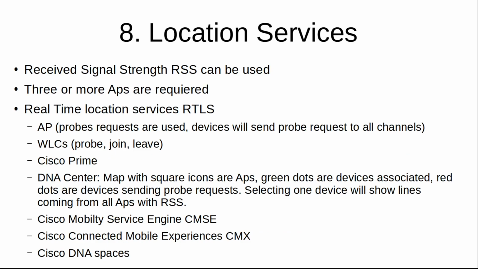Cisco offers location services, where it will provide you with the location of devices within your wireless network. For that matter, it will have to keep track of the received signal strength of these devices. 3 or more access points will be needed in order to triangulate the exact location of your end device. This is known by Cisco as the real-time location services, or RTLS. It would use access points, wireless LAN controllers, and a server or series of servers, including Cisco Prime, DNA Center, Cisco Mobility Service Engine, Cisco Connected Mobile Experiences, and Cisco DNA Spaces.